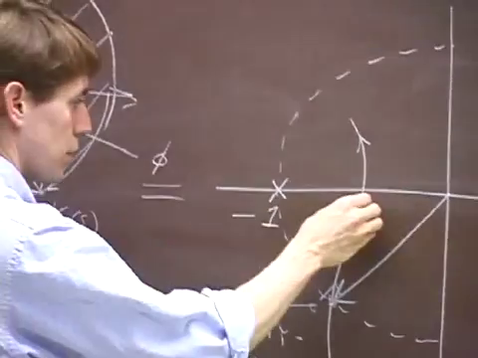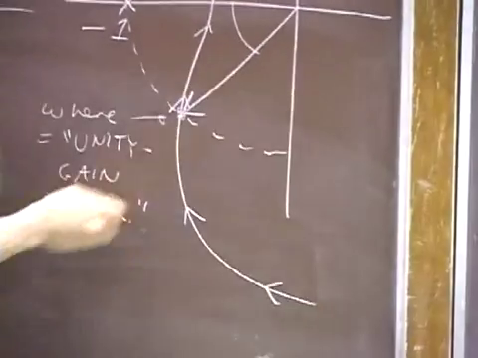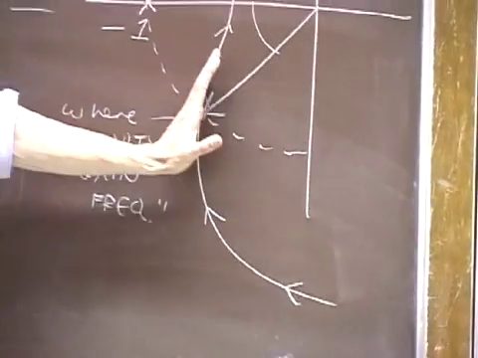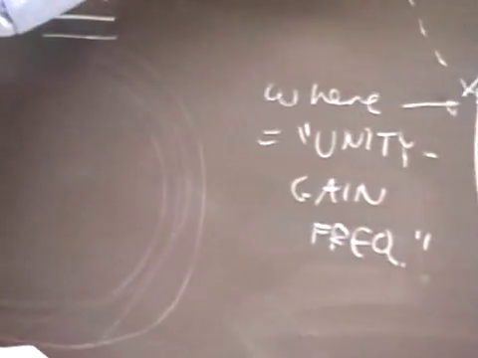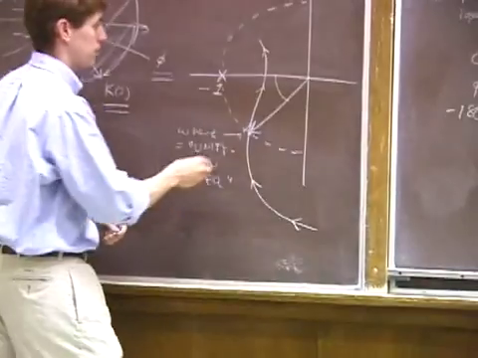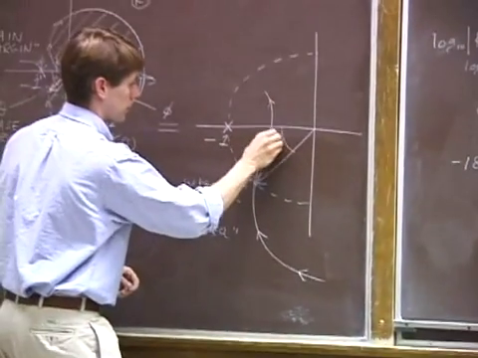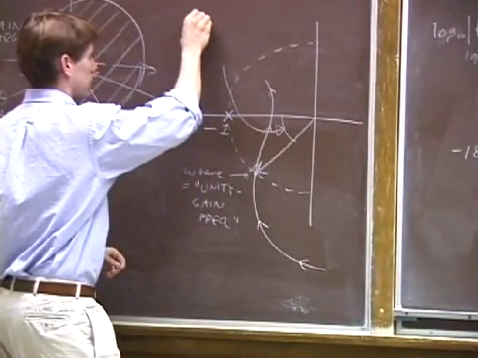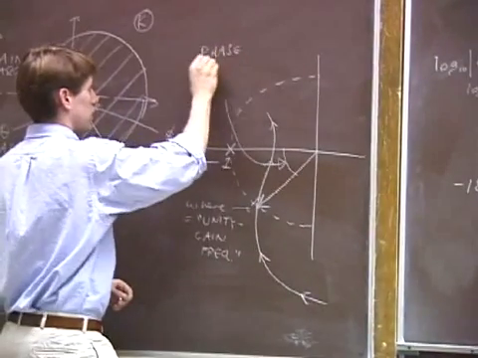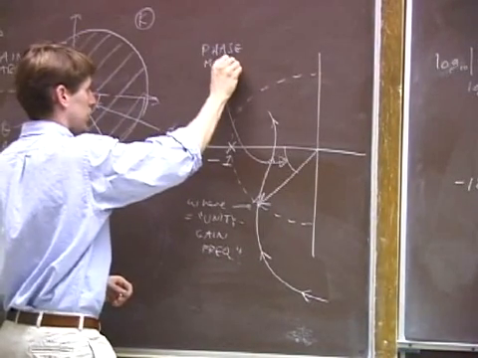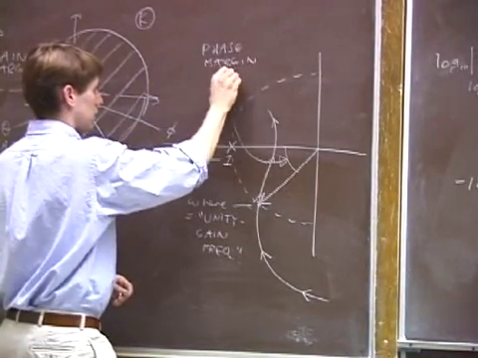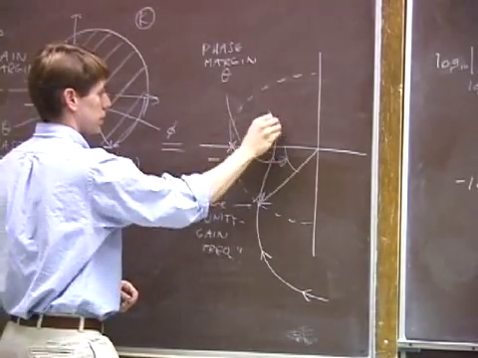And this is the phase margin, this angle. That is, how far you can tilt this boundary before it swallows the forbidden point, -1. And this was the gain margin here to here.